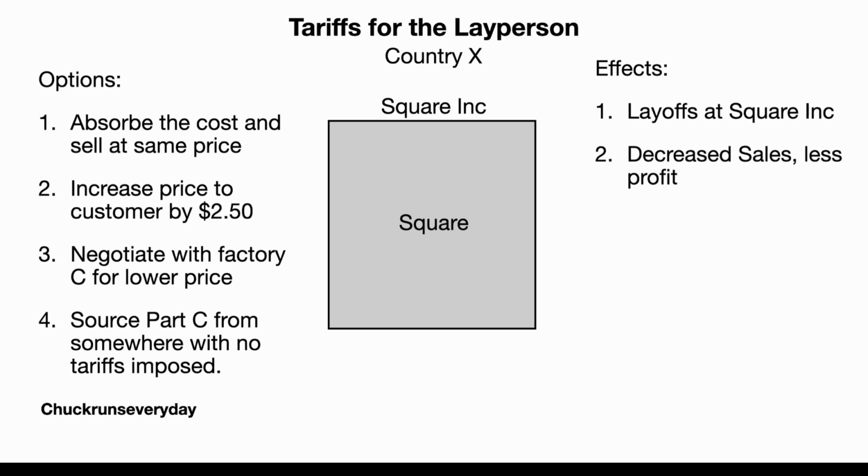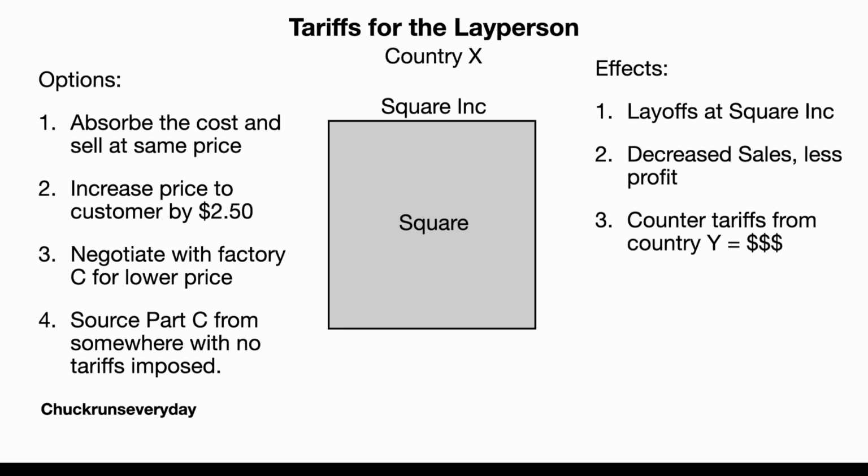They might have decreased sales, obviously less profit. I've already said that. Unless they can recoup it somewhere else, their sales might drop. Counter tariffs from country Y, because now if country X decides to impose a 25% tariff, maybe country Y will say, well, we're going to throw a counter tariff on that same part on our side of the border, so our government gets a percentage from that, meaning that they're trying to force factory C to sell their part to somebody else instead of Square Inc.